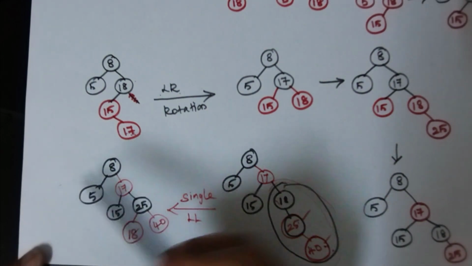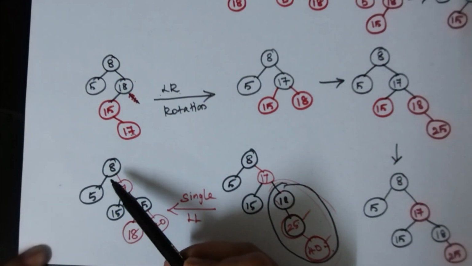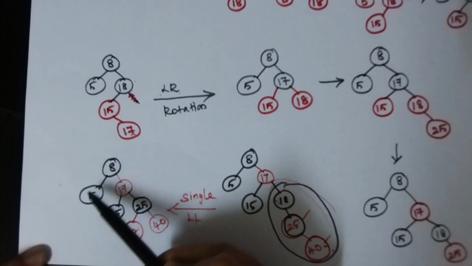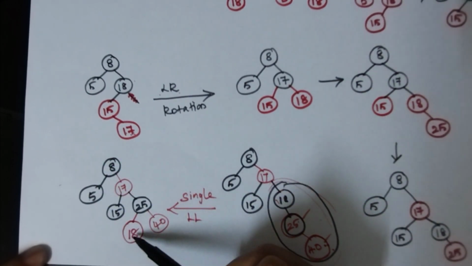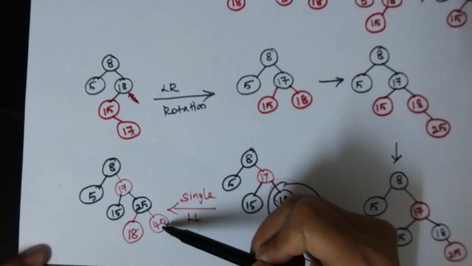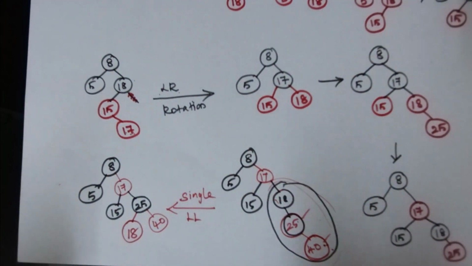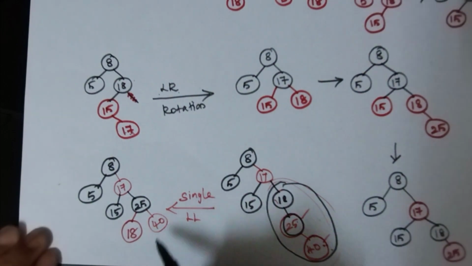If you check after this, if you check the black node property, in this path we'll be having two black nodes. In this path also we have two black nodes. In this path also we have two black nodes, and this path also we have two black nodes. So the number of black nodes is equal in each and every path of the tree starting from root to leaf, and there are no two consecutive red nodes as well. Okay, so the tree is balanced now. This is after inserting the value 40.